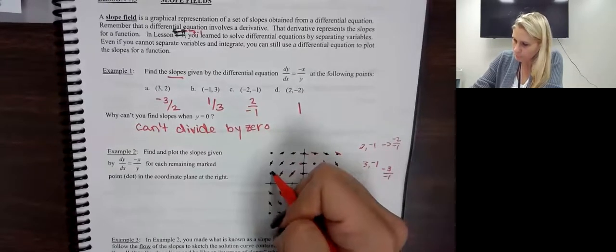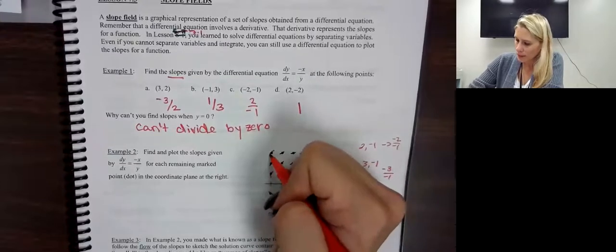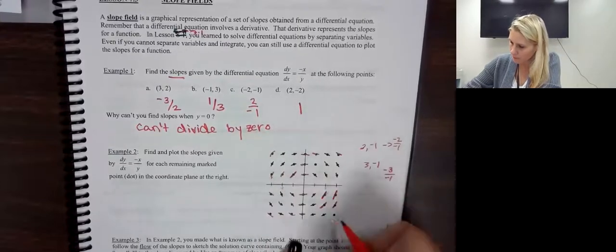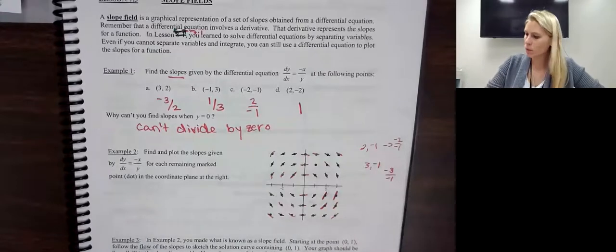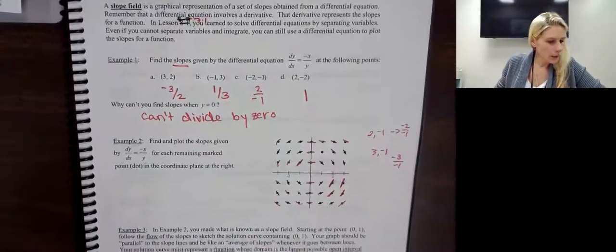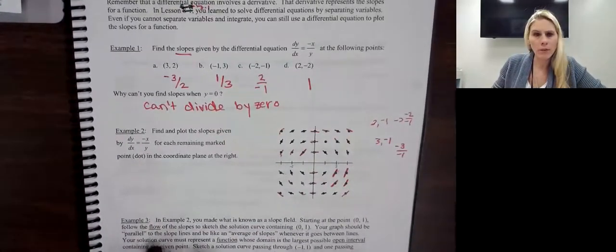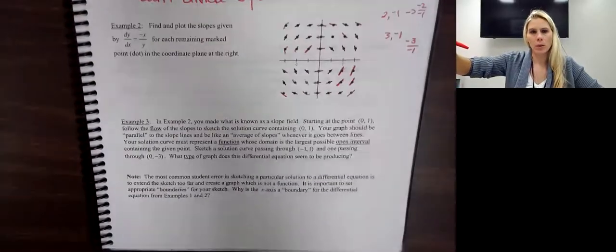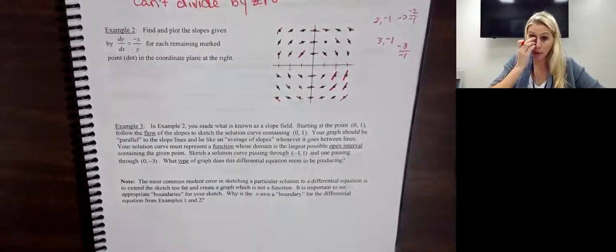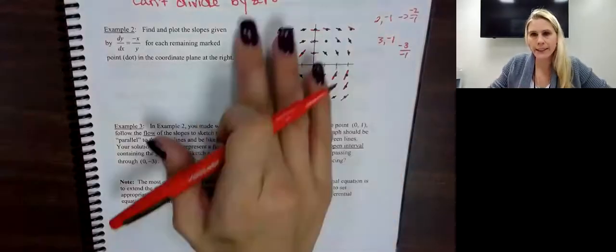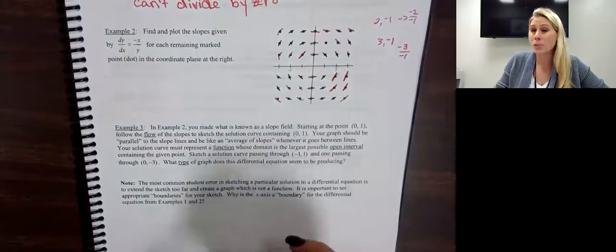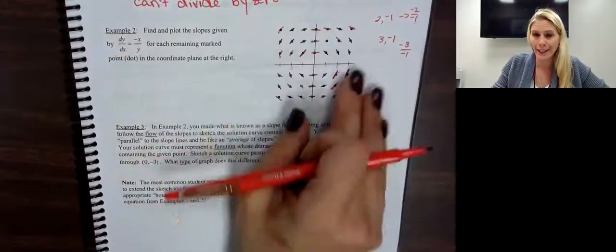Okay. So guys, what's happening here with this shape? What do you think? So let's look what happens with the rest of these. Let's see if we can get us somewhere with it. So in example 2, you made what's known as a slope field. So filling this out is a slope field. And yes, this could be an open-ended question when you fill that out.